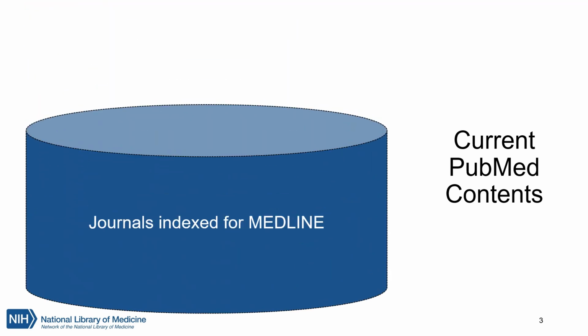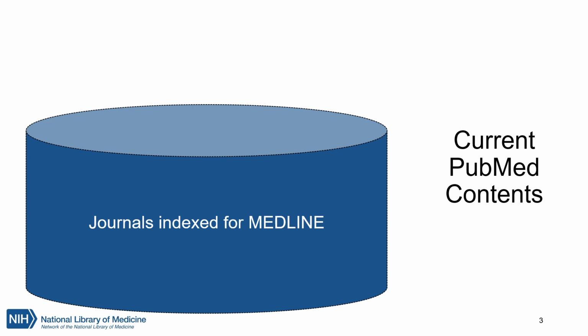Medline is the largest component of PubMed, as represented by the big blue disk on this slide. Medline consists primarily of citations from journals indexed for it. It does not include the full text of those articles. However, links are often available to other resources with the full text, like publisher websites and PMC.